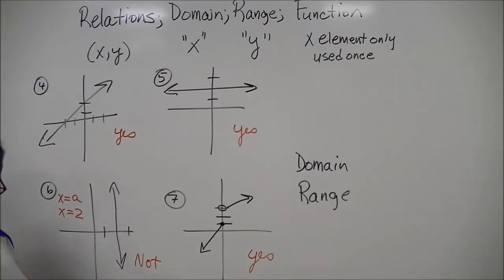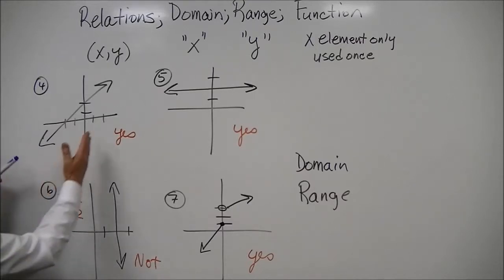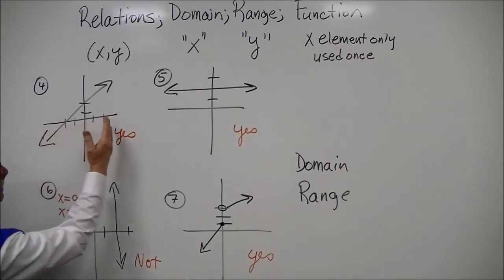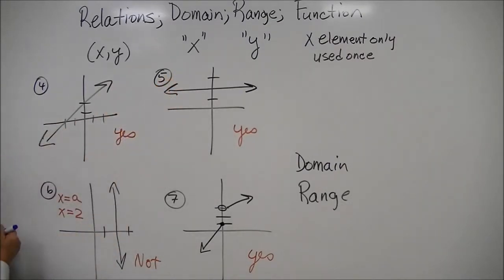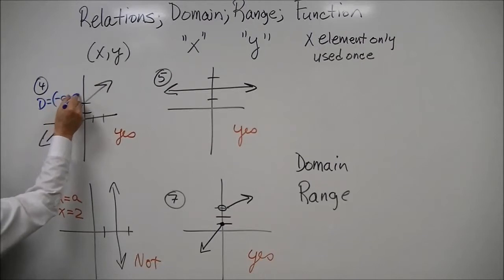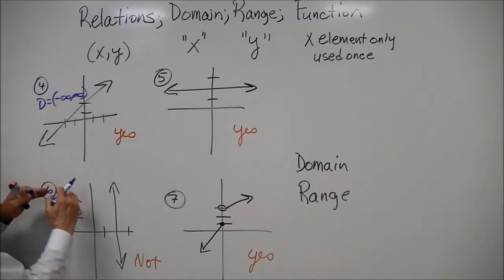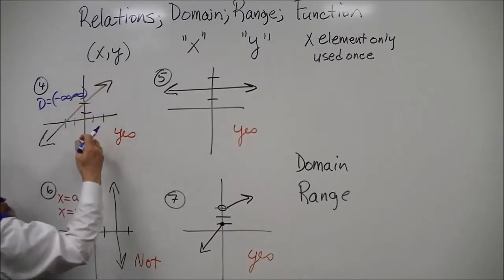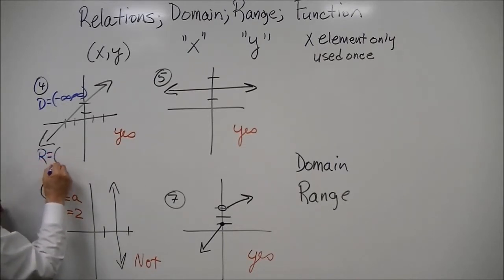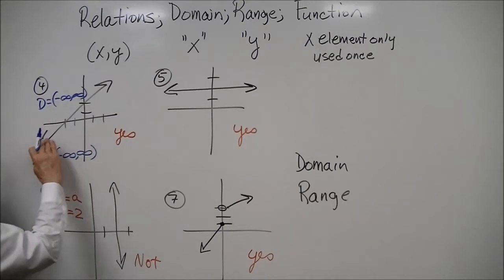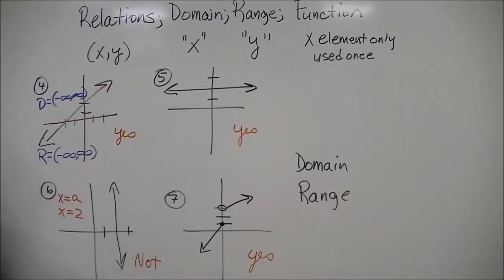Well, our domain for this, since this goes starting at negative infinity, going this way for our x values, all the way to positive infinity, the domain of this is from negative infinity to positive infinity. And since it's coming up from negative infinity for y values all the way up, its range is also from negative infinity to positive infinity. And that would be true if it were a negative slope as well. This is positive slope, negative slope.